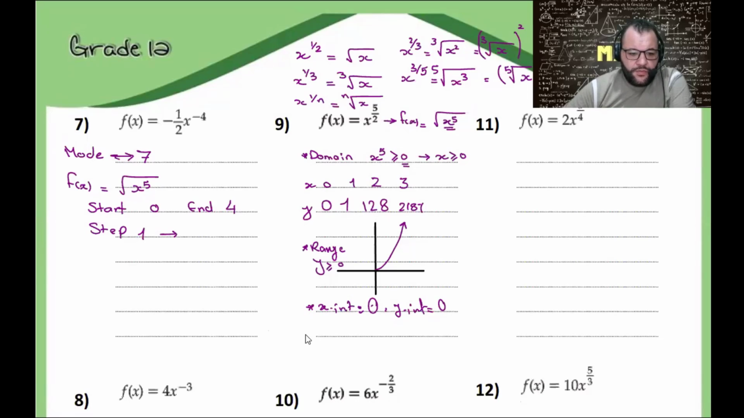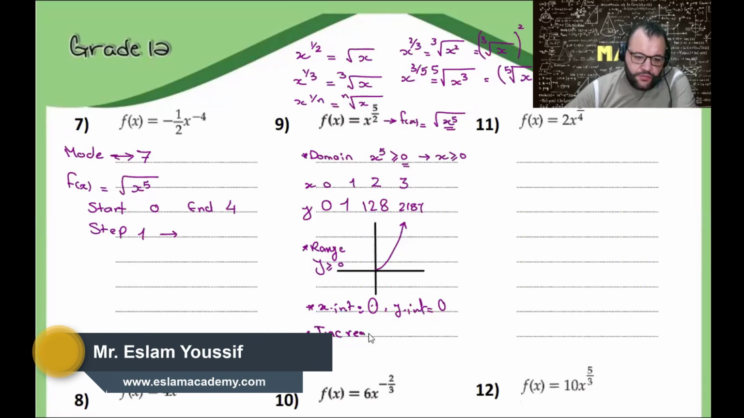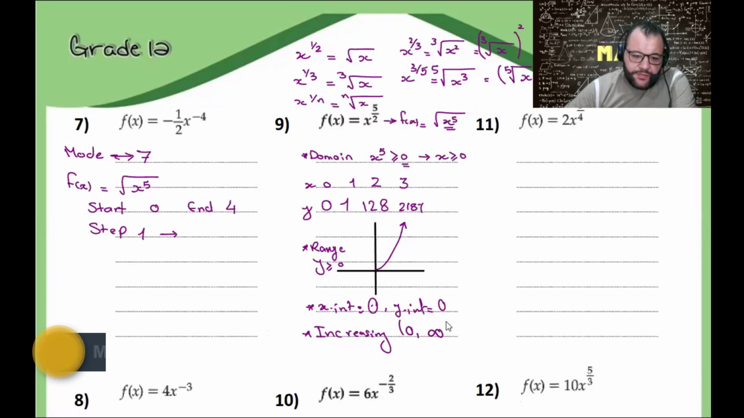Okay. So now we need to find what? The next one, increasing, decreasing. Is the function increasing or decreasing? Increasing, from 0 to positive infinity. Continuous. Continuous, and the end behavior. Limits: when x approaches positive infinity, f of x also approaches positive infinity.